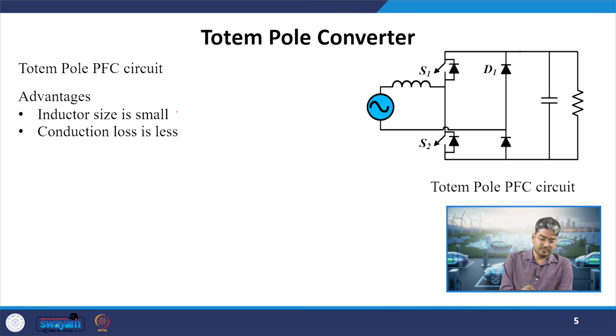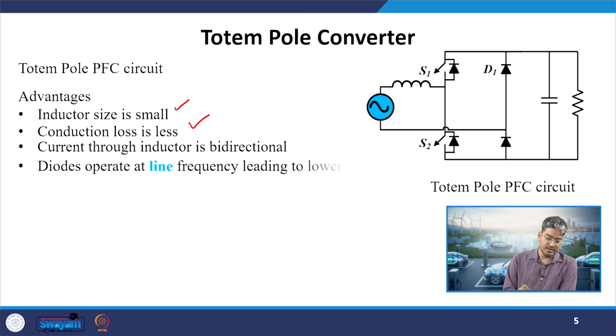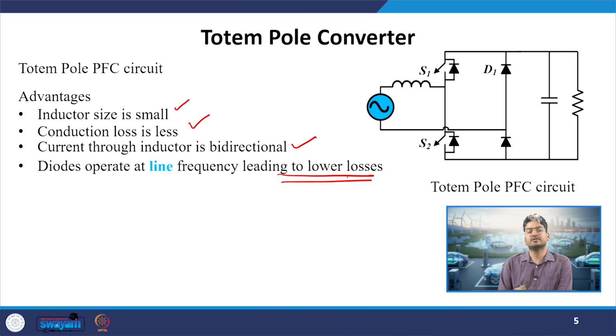The advantage of this one is that the inductor size is small, similar to our bridgeless PFC, because it is on the AC side, so the inductor will be better utilized. Conduction loss is less compared to the boost PFC, where we had 3 devices in each mode of operation. In this converter, we have only 2 devices in each mode of operation, so the losses will be less. Current through the inductor is bidirectional, which is why we have a smaller inductor here. The diode operates at line frequency compared to the bridgeless. The totem pole has the advantage that the diodes are operated at line frequency, so the loss occurring in the diodes is very much minimized compared to the bridgeless circuit.